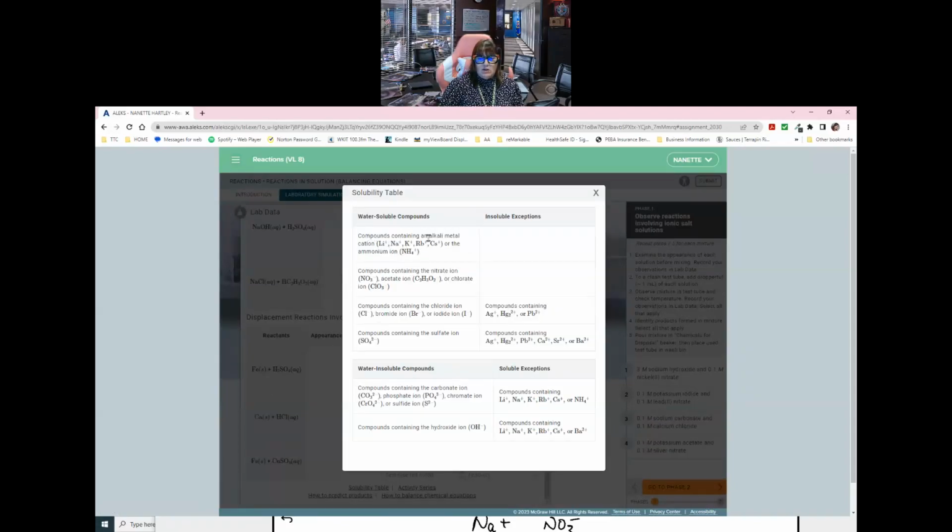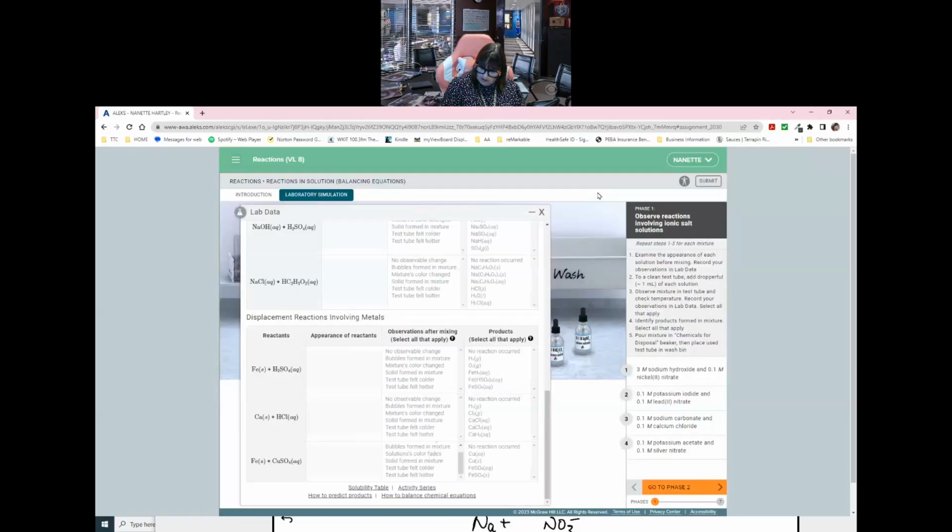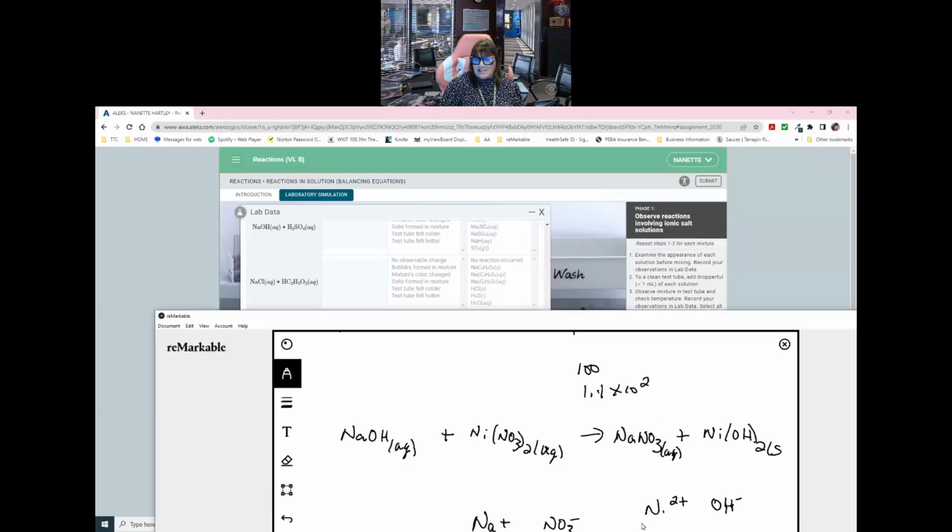water-soluble compounds containing an alkali metal. Na is one of those alkali metals. And of course, NO3 is also soluble. So this is soluble. This one is not. And that's because of the hydroxide there. Okay. So this is aqueous, and this is a solid. And let me pull this back up so you can see what I'm doing. And that's a solid. Okay. For each one of these, I would do the predictions.